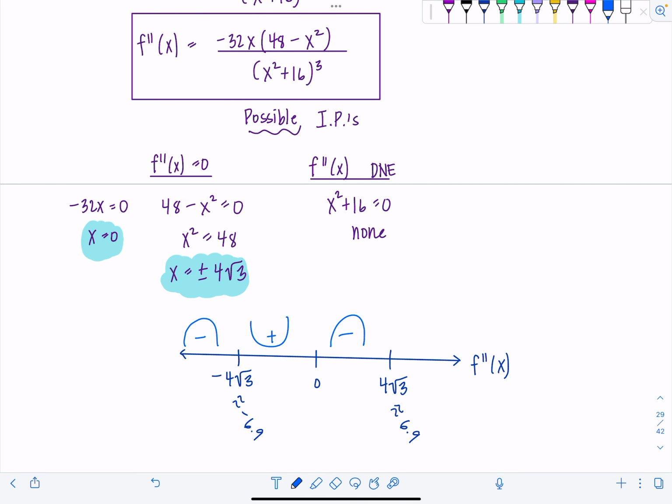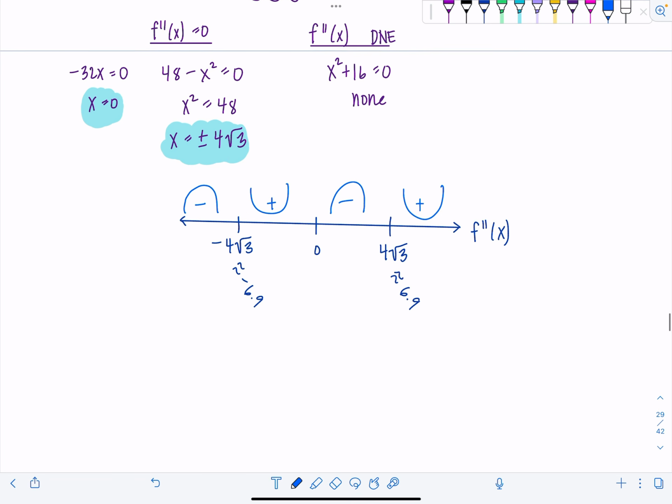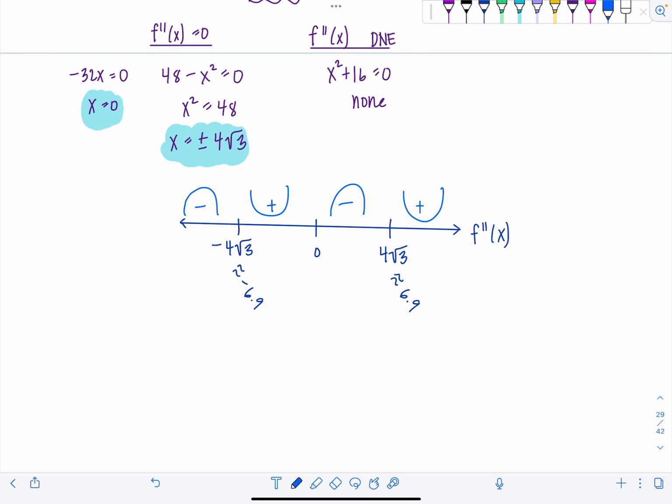And then bigger than 4 rad 3, say I use positive 10. Negative, negative. The denominator is always positive, we established. So a negative times a negative, that's positive. Second derivative is positive, which means my graph is concave up. Okay, so we've got a lot of inflection points. Inflection points happen anytime there's a change in concavity in the graph, as long as that point's in the domain. So inflection points at all 3 of these x values.